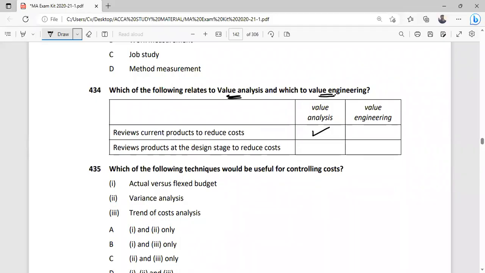Then we have value engineering. Review products at the design stage to reduce cost. Reviewing the product at the design stage to reduce cost means what? We will review our product on a regular basis to identify which features are useful for the customers and must remain as part of it. So this is called value added, and the features that are not useful for the product and for the customer are called non-value added.